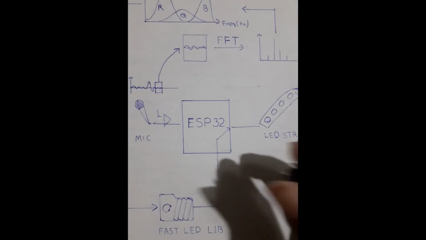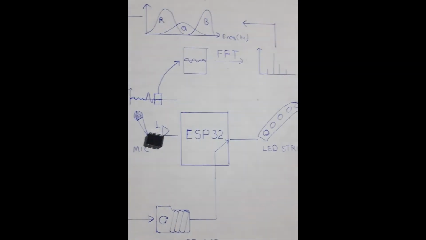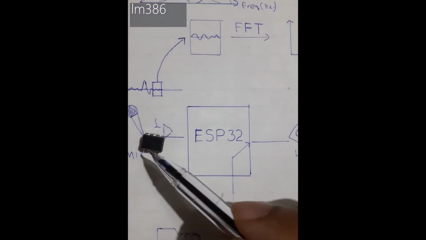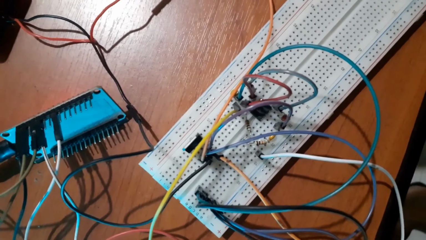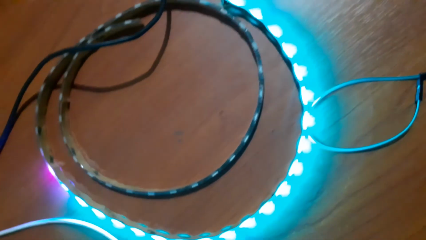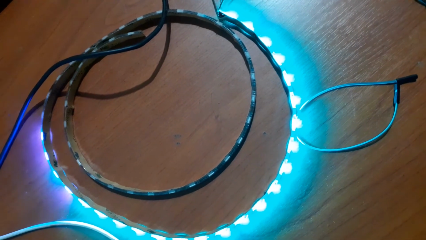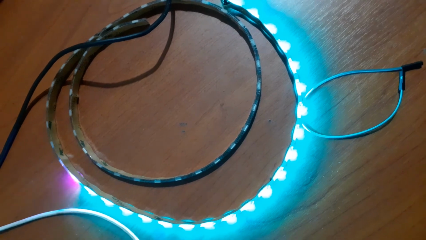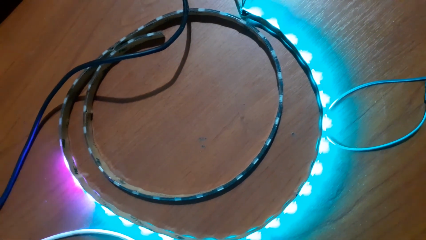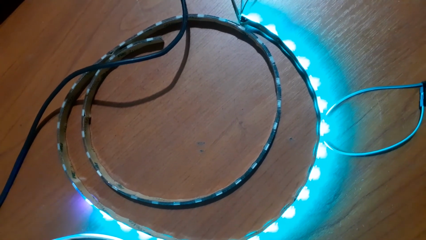So to do that, we need this buddy here. This is the amplifier we are going to use. So I'll put the name somewhere on the screen. Okay, now I have the amplifier here. So the results, the thing is looking good. It's reacting to my voice. So if I raise my voice, it's going to light more lights. So it's cool, right?